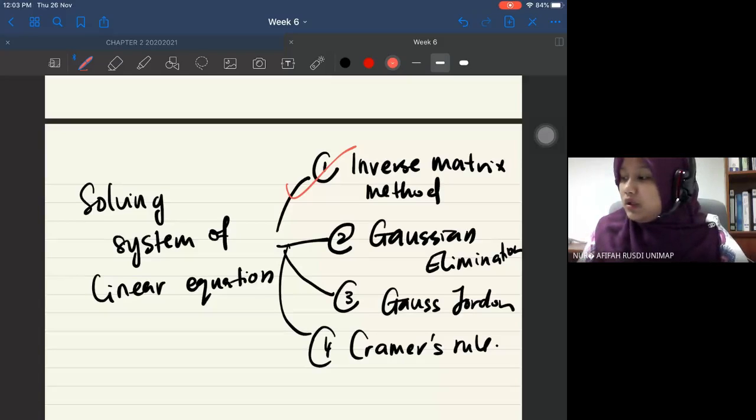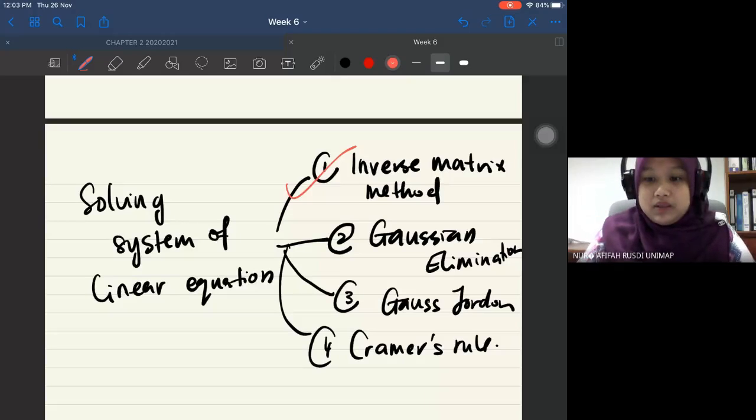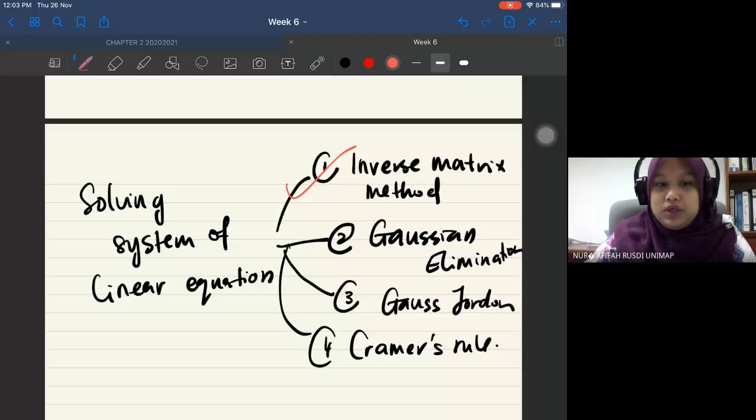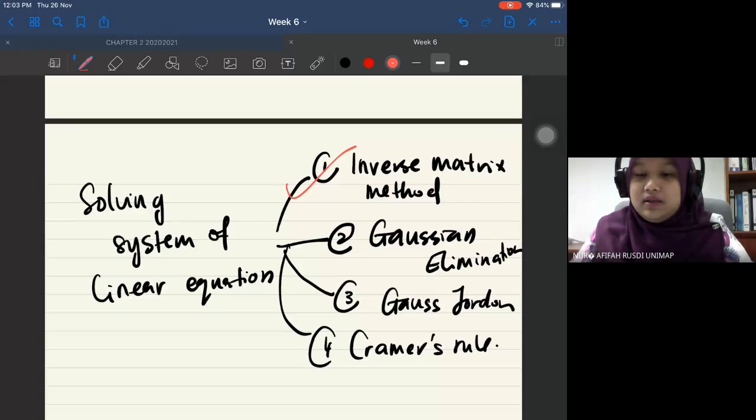Kalau you tengok dalam nota, ada lagi satu subtopic which is application of matrices. That application is not included in quiz or test. Okay, so you boleh study lah kalau you nak study. Tapi takkan ada soal di mana-mana. Okay, kalau you nak skip that part pun boleh.